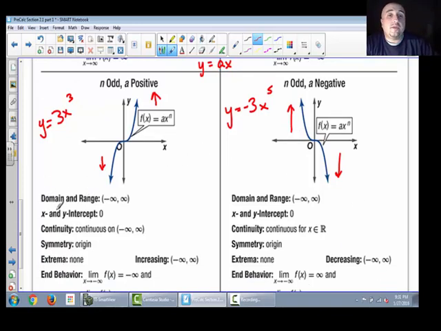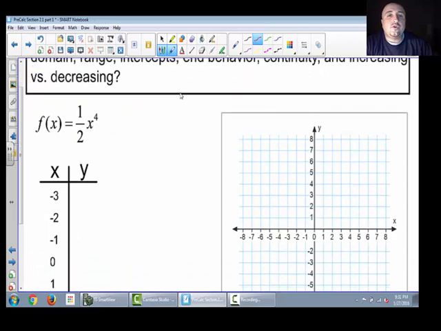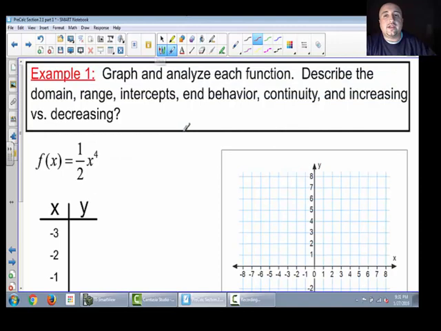So the question is, can we answer all of these questions for these particular problems? Can we state the domain and range? Can we state the y and x intercepts? Is it continuous? Things like that. Those are things we're going to learn how to do. So we need to learn how to graph these. All right, so let's see here. It says graph and analyze each function, describe the domain, the range, the intercepts, behavior, different things like that.